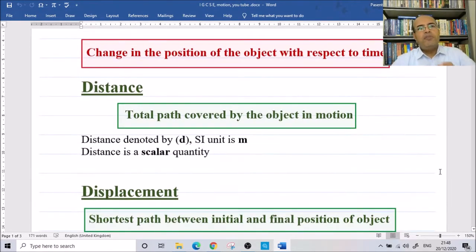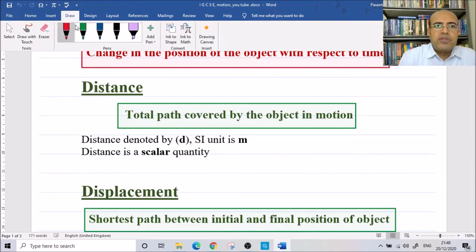Distance. What do you mean by distance? It is the total path covered by the object in motion. The total path. The distance is denoted by d. The SI unit of distance is meter. It is a scalar quantity.